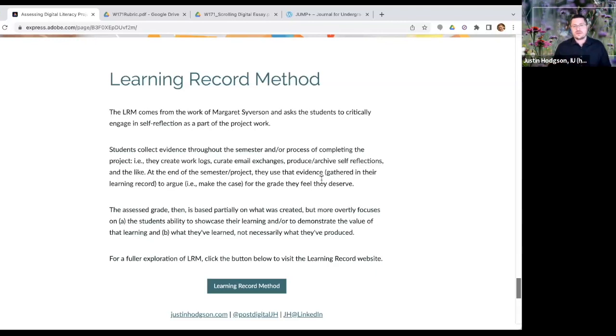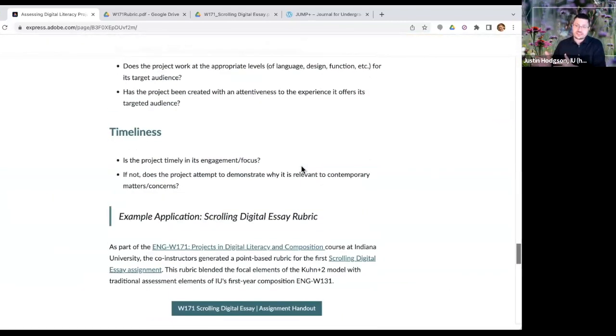So the Kuhn +2 model is something we use in their final projects. And so the co-instructors and myself modified it to fit their first project, so they had a kind of introductory experience with it, and it built as we went throughout the course.